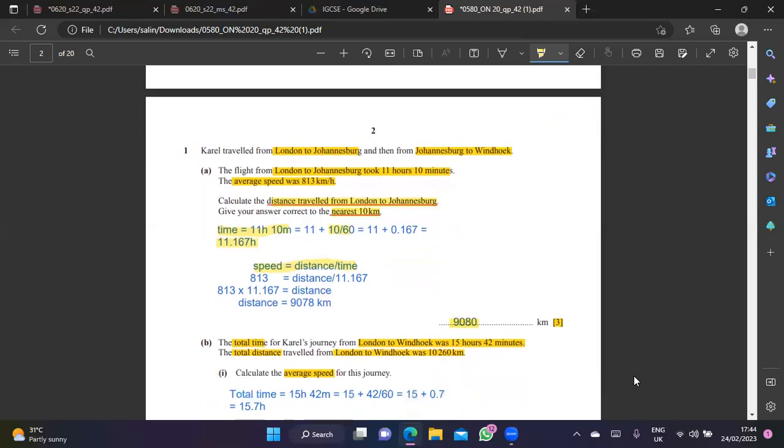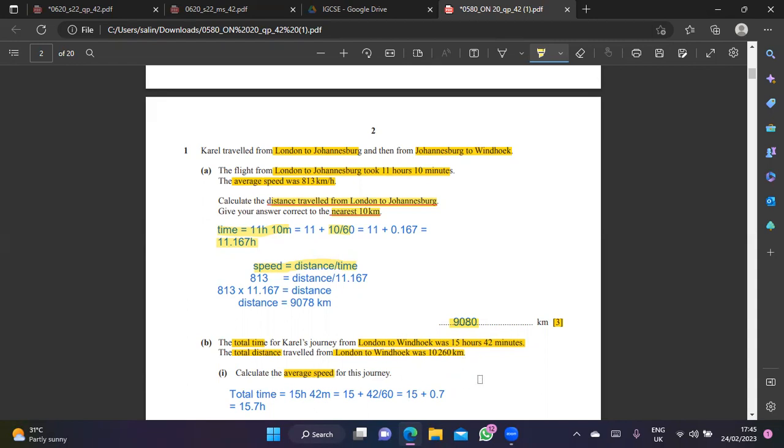Okay. Now, let's have a look at part B here. The total time for Karel's journey from London to Windhoek was 15 hours, 42 minutes. So what do we need to do? You have to highlight or underline the key point. Total time. Total distance traveled from London to Windhoek was 10260 kilometers. Okay. Now, they ask you to calculate the average speed.